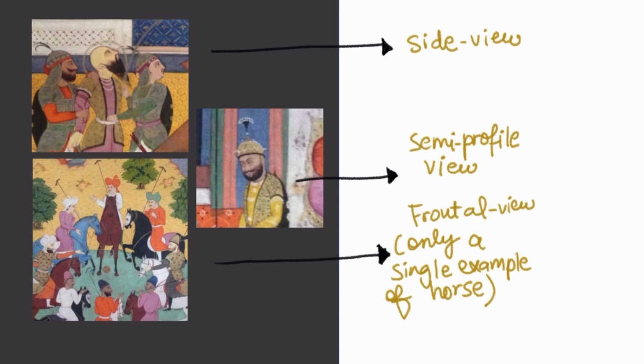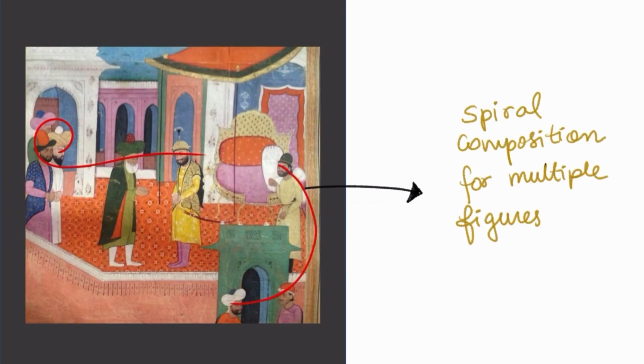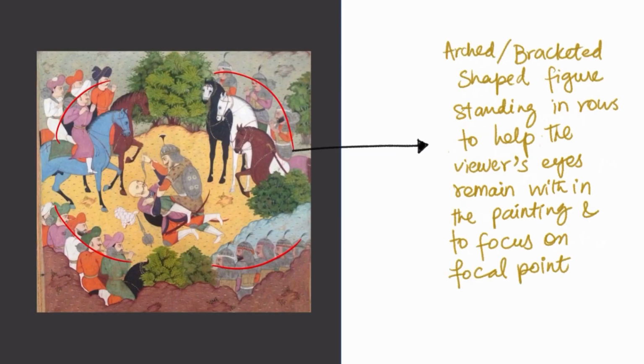In all of the illustrations of the Pushto Academy ShahNamah, all the figures are facing either side view or semi-profile view, with only exception of one single example in which there's a horse which is only facing front. The artists have arranged their figures in different types of compositions in terms of face arrangement, and these strategies include a zigzag composition, a spiral composition for the multiple figures, arch or bracketed shape figures standing in rows to help the viewer's eyes remain within the paintings and to focus the focal point, which is usually in the center.